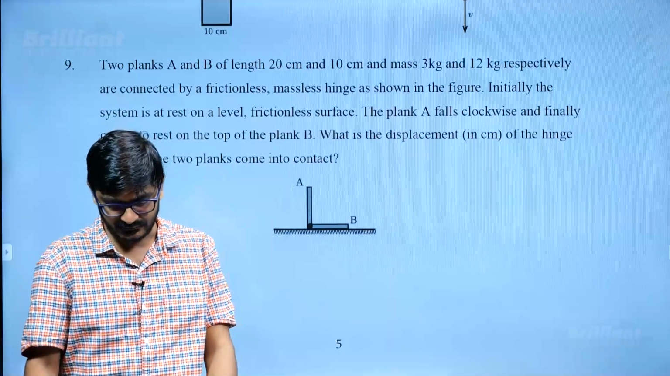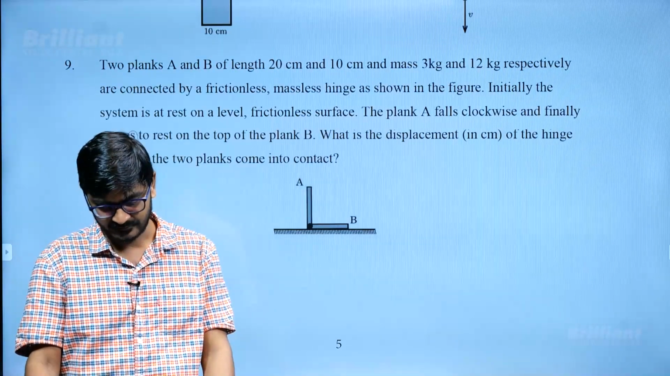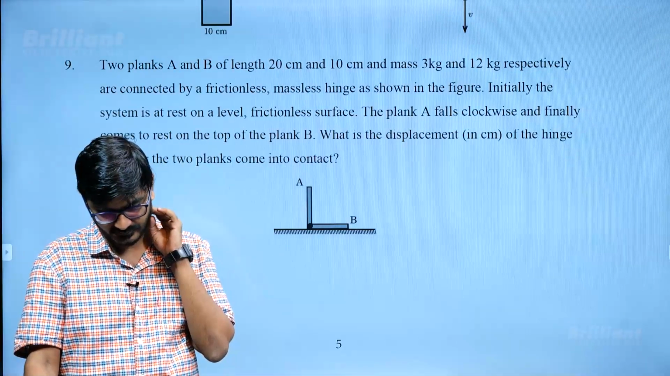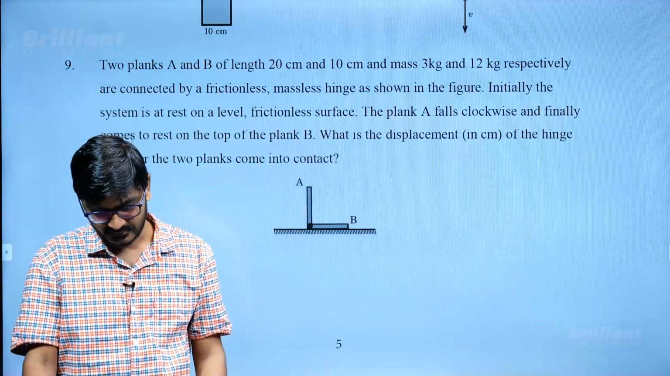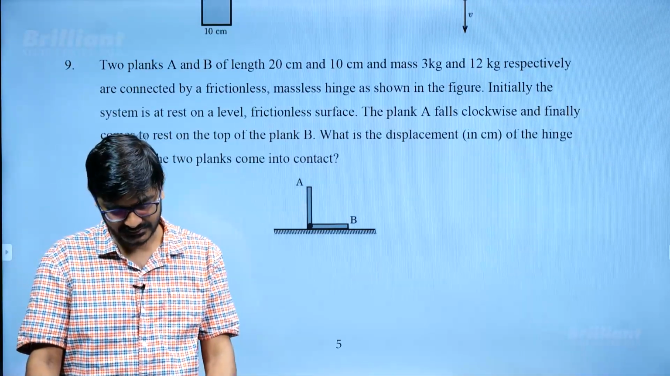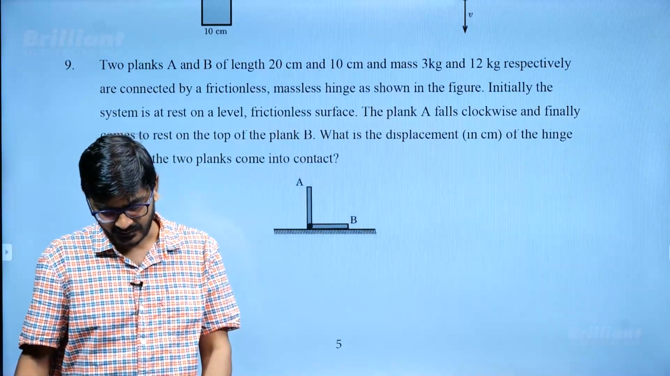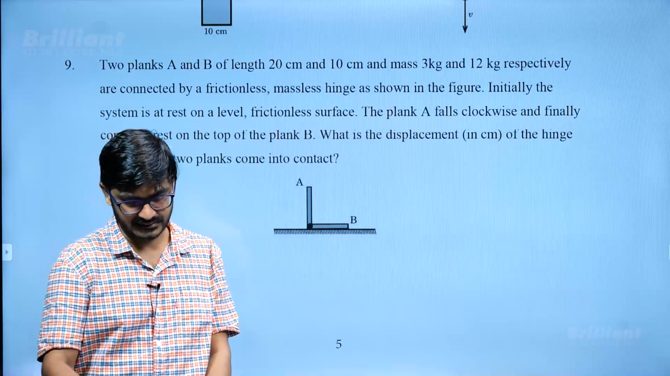Two planks A and B of length 20 centimeter and 10 centimeter and mass 3 kg and 12 kg respectively are connected by a frictionless massless hinge as shown in the figure. Initially the system is at rest on a frictionless surface. The plank falls clockwise, finally comes to rest on the top of the plank. What is the displacement of the hinge just after the two planks come into contact?